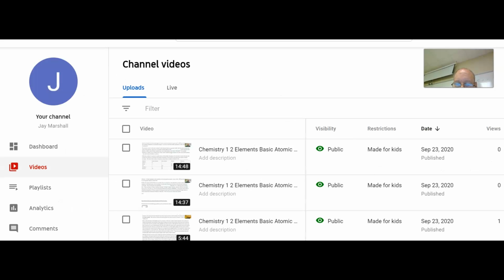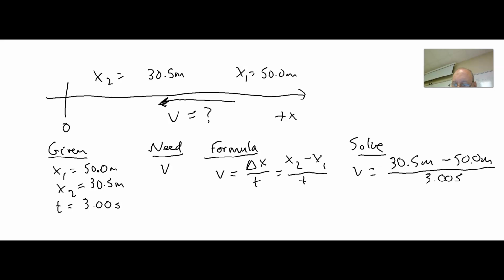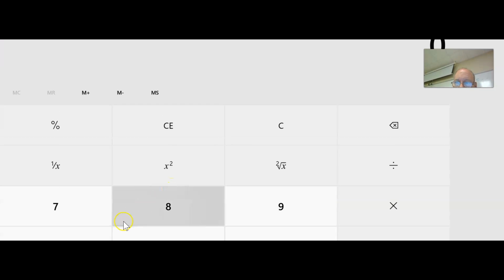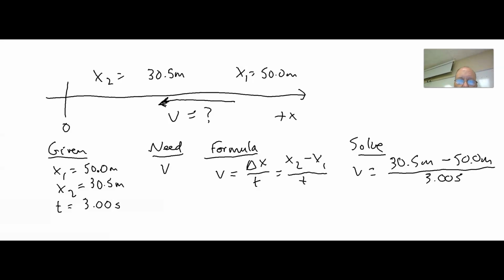I'm going to bring up my calculator here. 30.5 minus 50, divided by 3 seconds, equals negative 6.5 meters per second.